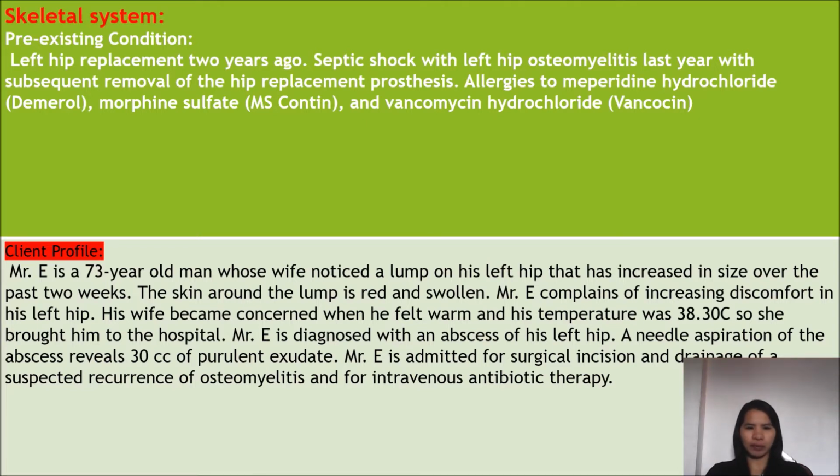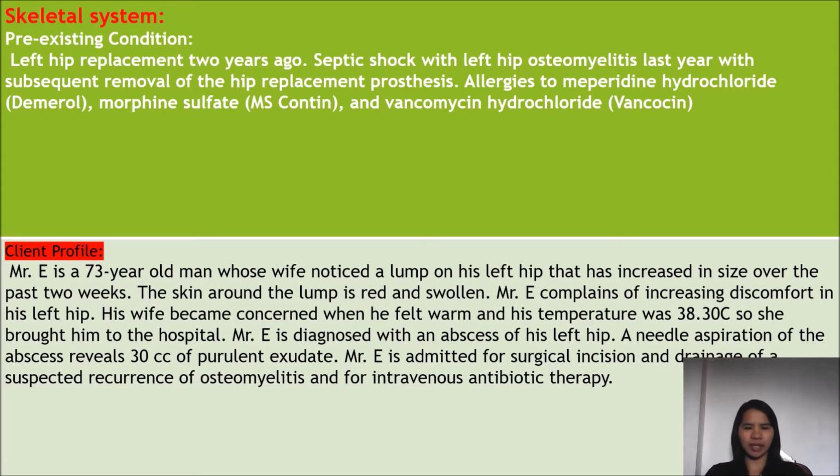Our client profile is Mr. E, a 73-year-old man whose wife noticed a lump on his left hip that has increased in size over the past 2 weeks. The skin around the lump is red and swollen. Mr. E complains of increasing discomfort in his left hip. His wife became concerned when he felt warm and his temperature was 38.30 degrees Celsius, so she brought him to the hospital.